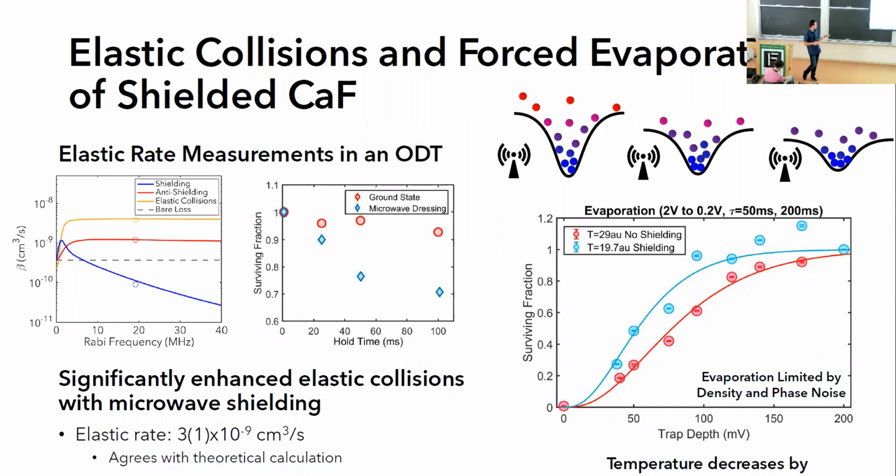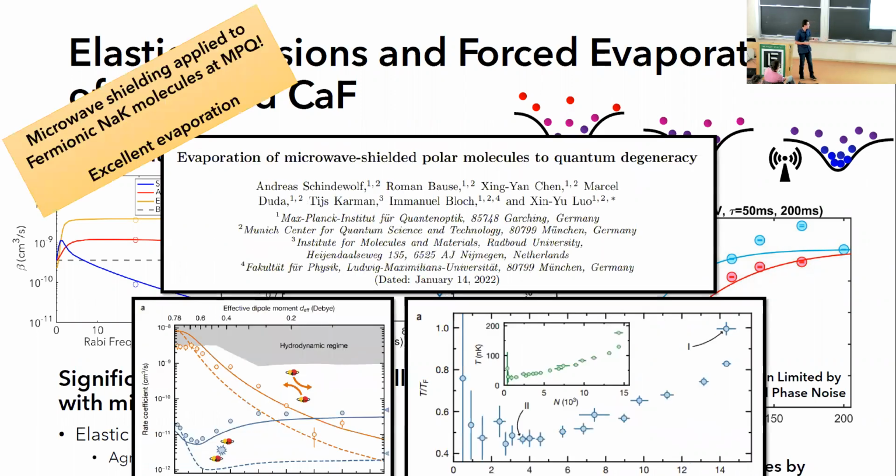I do want to point out some more recent work from MPQ, which has used the same technique on fermionic NaK. And because there they have a much denser initial sample, they're able to very effectively evaporate their molecules down to below quantum degeneracy.